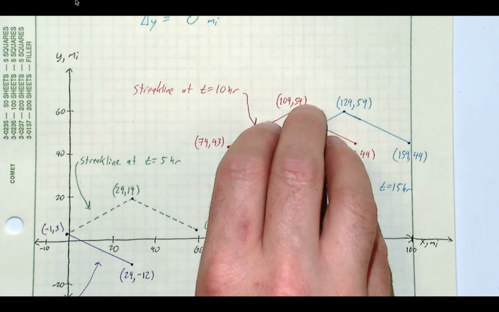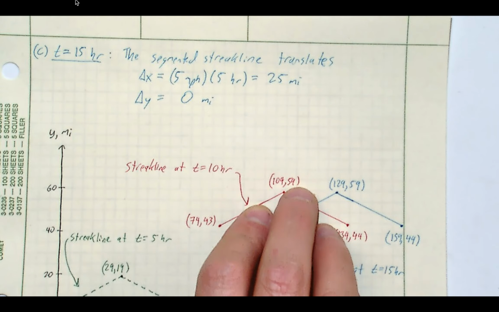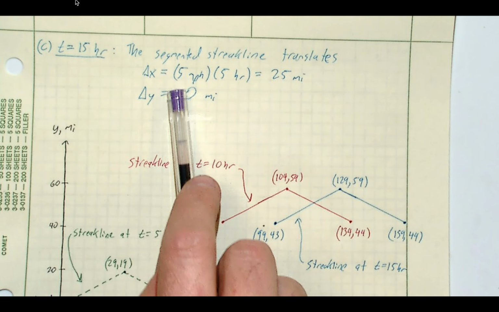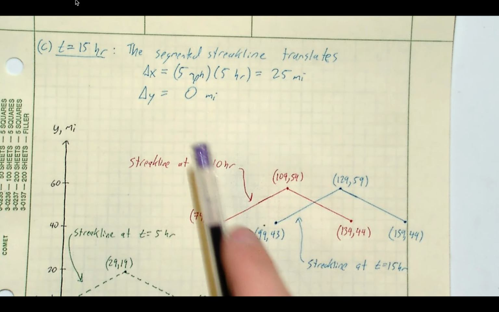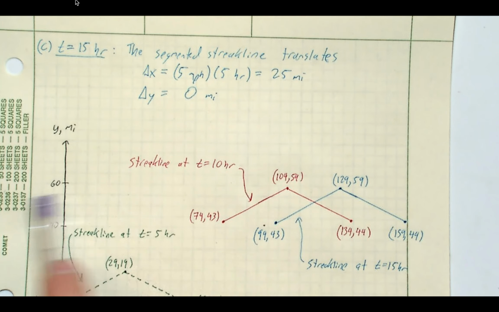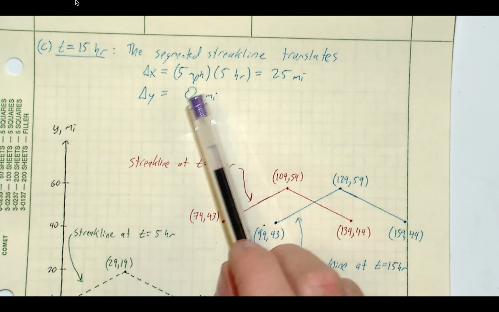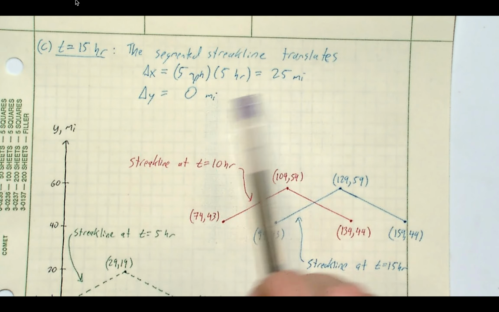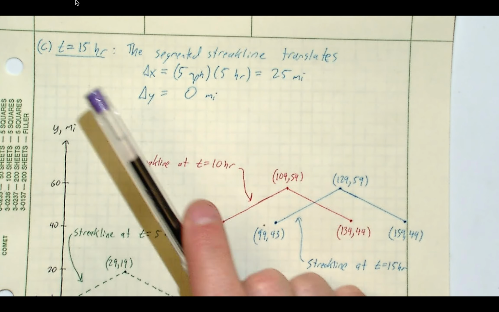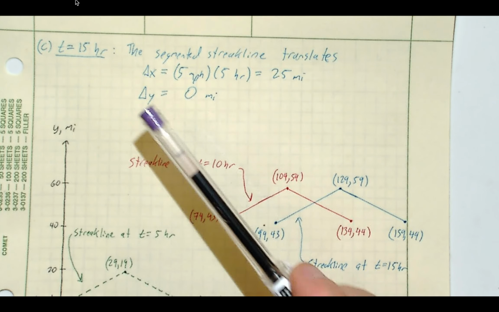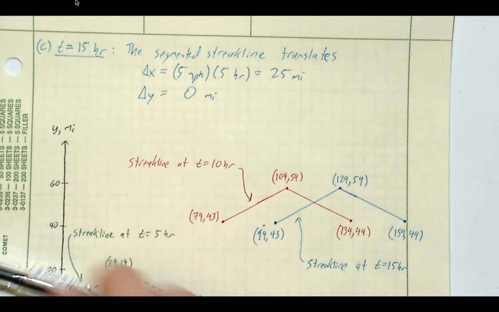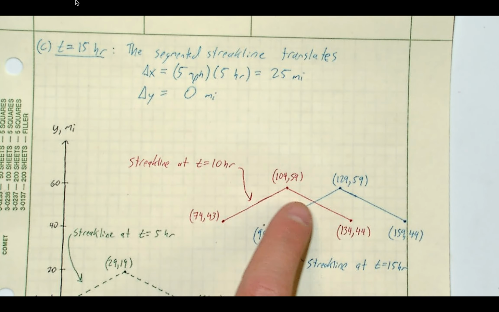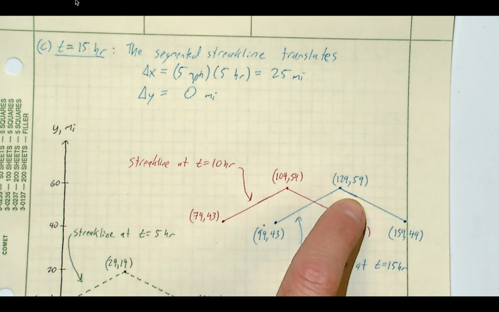All right, and then when we get to 10 hours, our wind changes again to just pure 5 miles per hour to the east. So the wind calms down a little bit and goes directly to the east at 5 miles per hour. So we're just going to get another delta x of 25 miles to the east to get to our streak line at 15 hours, and we're going to get no change in the y direction. And so therefore it'll just translate directly to the east, that 25 miles.